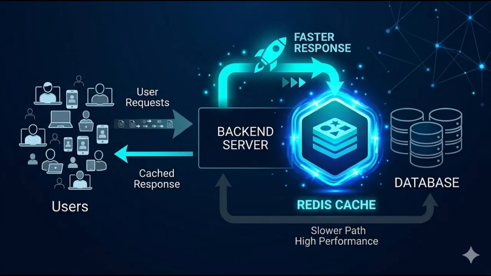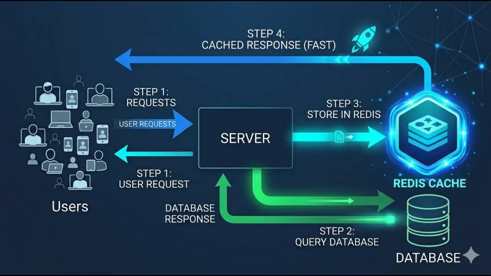So let's talk about the most important use case of Redis, which is caching. Imagine you have an API that returns user profile data. Without Redis, every time a user opens their profile, your server fetches data from the database. With Redis, on the first request the data comes from the database and gets stored in Redis. On the next request, the data comes directly from Redis and not from the database. This makes your application much faster.